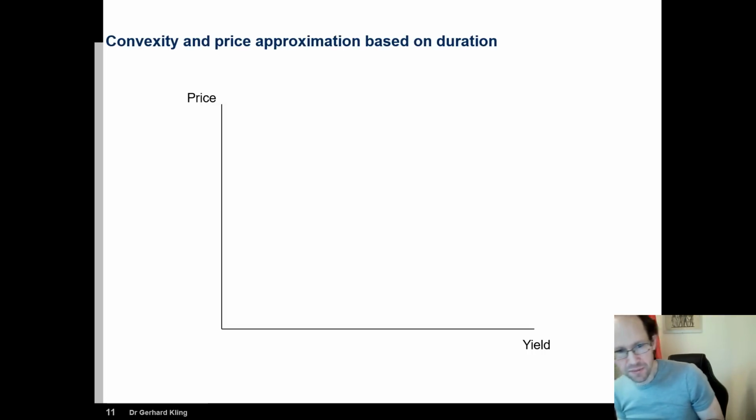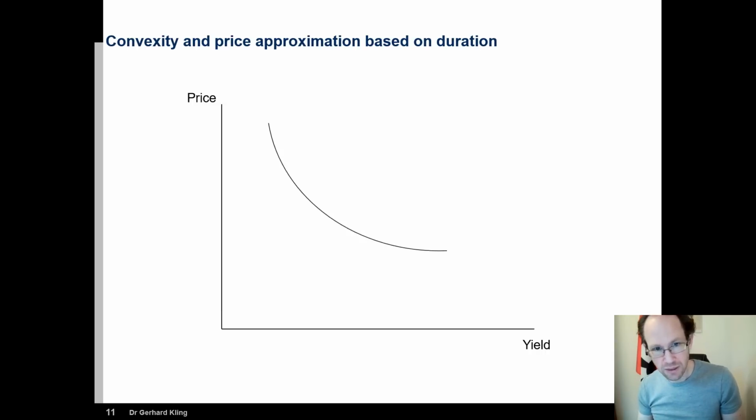Welcome back. In this short video I want to illustrate the relationship between duration, convexity and price approximation. So we already noticed that the relationship between bond prices and yields is not linear. And the shape, so the convexity of this particular curve, depends on its second derivative. And we saw that depending on the bond parameters, the convexity can vary quite substantially.